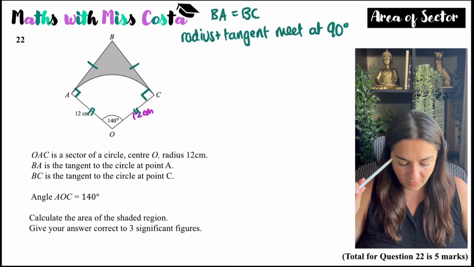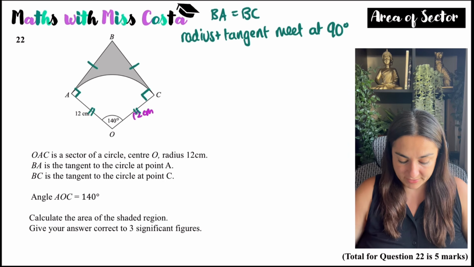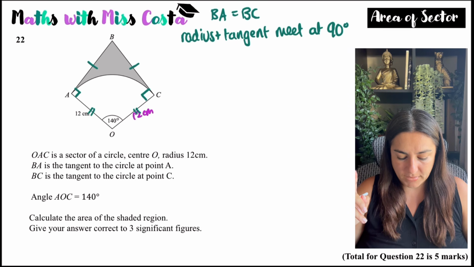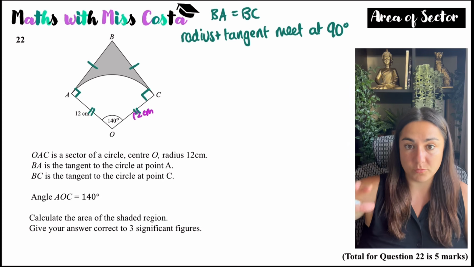Now I need to work out the area of the shaded region, and I need to give my answer correct to 3 significant figures. So there's a few ways we can do this. This is a kite. So what I could do is, first of all, I know that when I work out a shaded region, I do the area of the whole thing, take away the non-shaded bit.